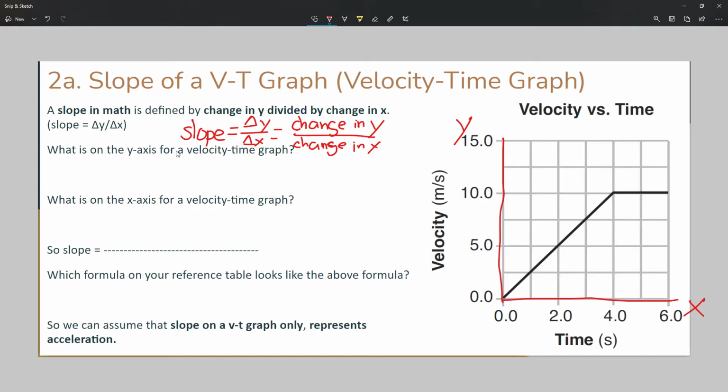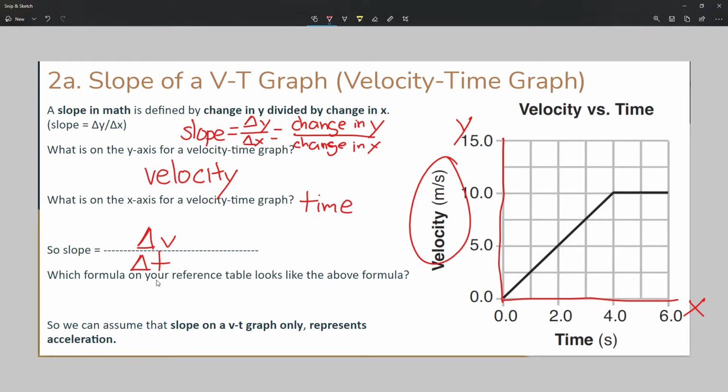So the y-axis on a velocity-time graph gives us velocity. This is on the y-axis. On the x-axis, you have time. And so, what is your slope? Well, you know your slope is your change in y over change in x. So it's delta v over delta t. I was going to neglect the delta there, but actually, I might as well keep it. Delta t.